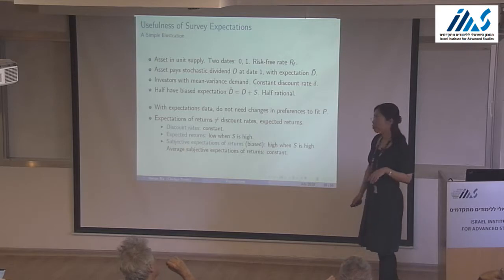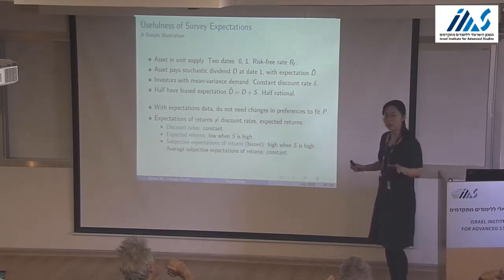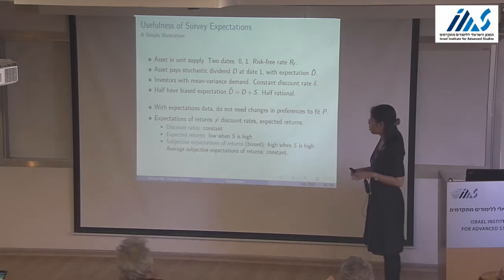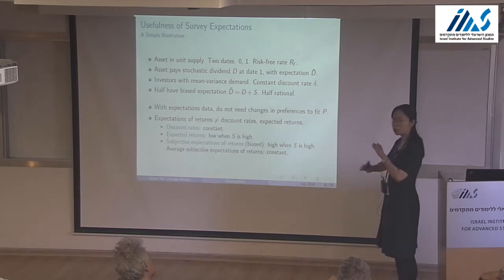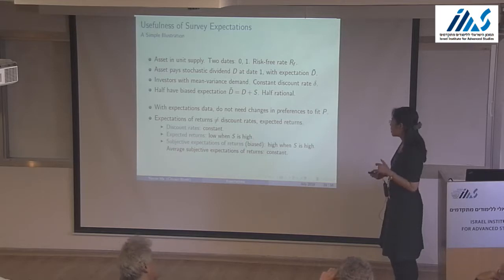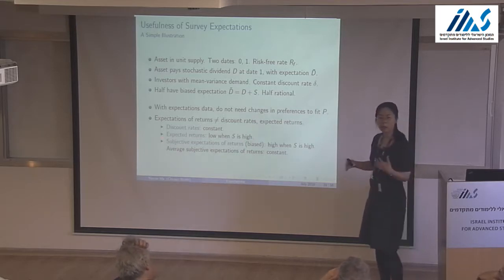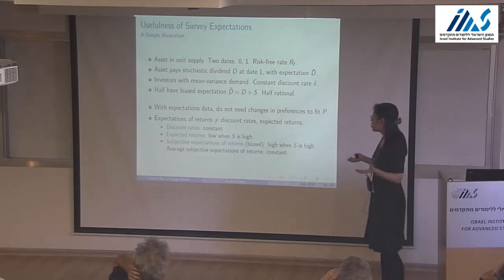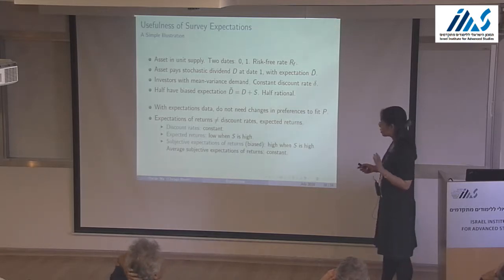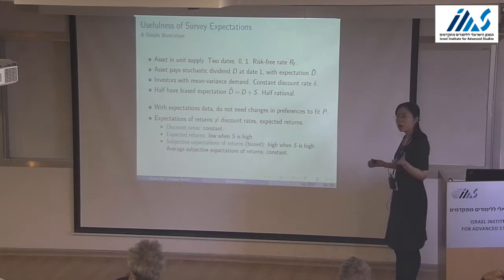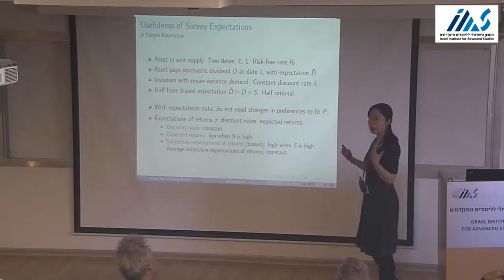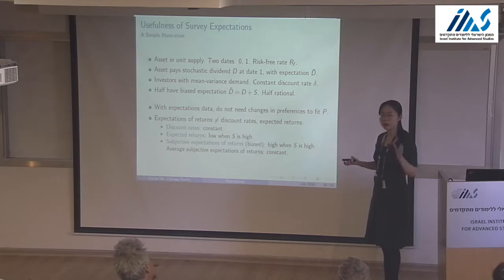So the moral of this very simple exercise is just to say that when you have subjective beliefs, discount rates, expected returns, and subjective expectations of returns can be different objects. There's also another point I want to make, which is in this world, if you have an equally weighted representative sample of everyone, you don't get even the subjective expectations of returns to be a function of S. The intuition is very simple. When the sentiment is high, then price is already high, then some people would have realized that the expected returns would be low. This is like with two types of people.